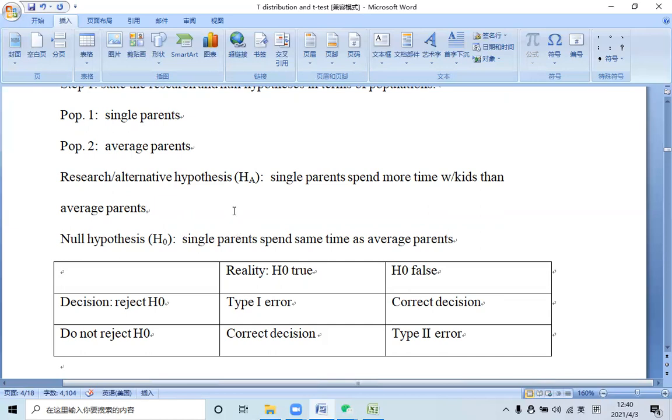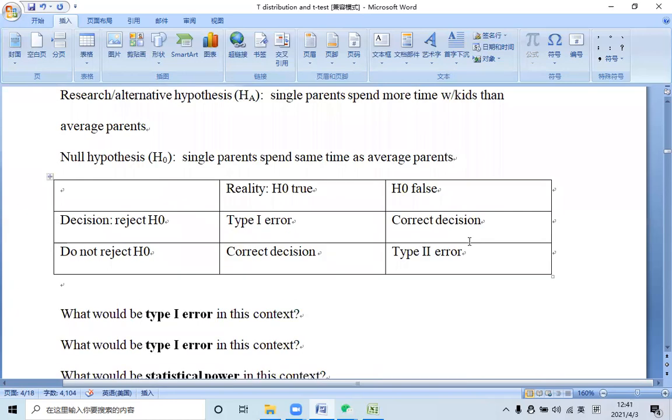So the alternative hypothesis would be that mu, the population mean for single parents, would be larger than for average parents. But for the null hypothesis, there's no difference. The mu, or the population mean, for single parents will be equal to the mu for average parents. And this is the null hypothesis versus the research hypothesis.